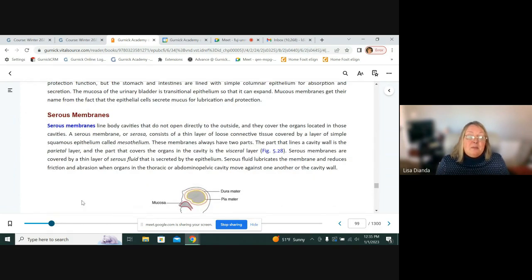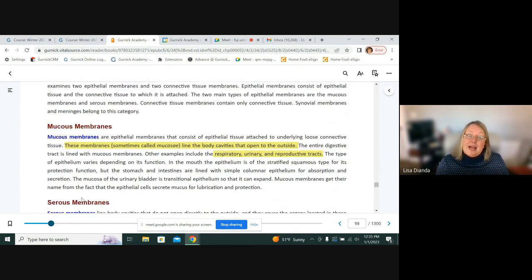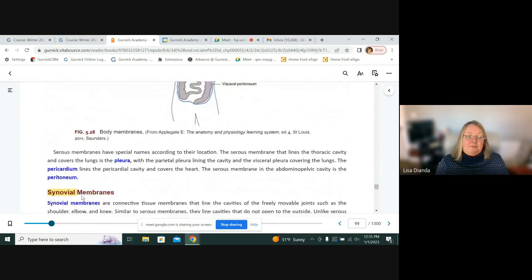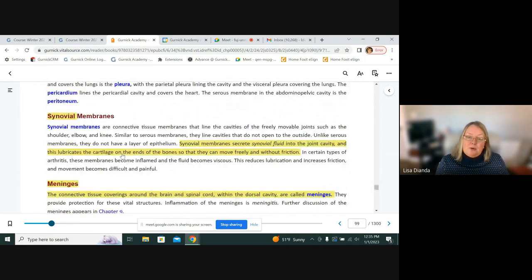There's a serous membrane that lines cavities that don't open directly to the outside, right? So you've got mucous membranes open to the outside of the body, serous membranes inside of the body. Synovial membranes produce the fluid that lets your joints and muscles move freely, so that movement is possible. Synovial fluid lubricates the cartilage and the ends of bones.